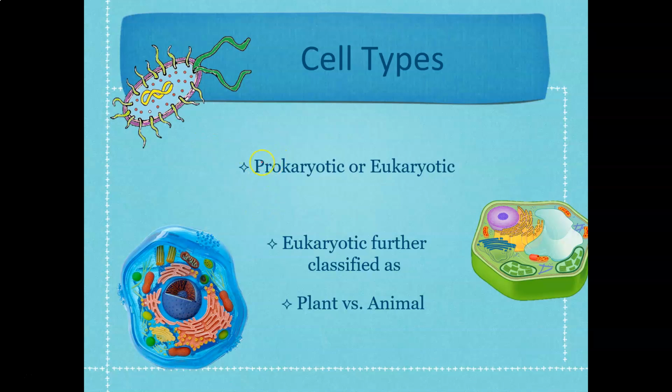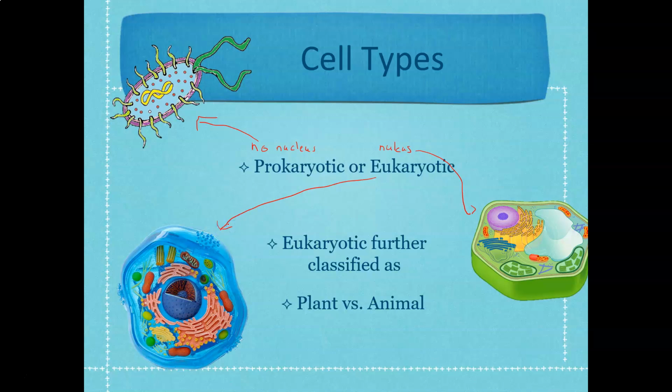So these guys have no nucleus and really don't have a whole lot of internal structure either. So we're looking at something like these guys here. Your eukaryotes, on the other hand, do have a nucleus, as well as a bunch of other internal structure. So things like this guy here and this guy here.